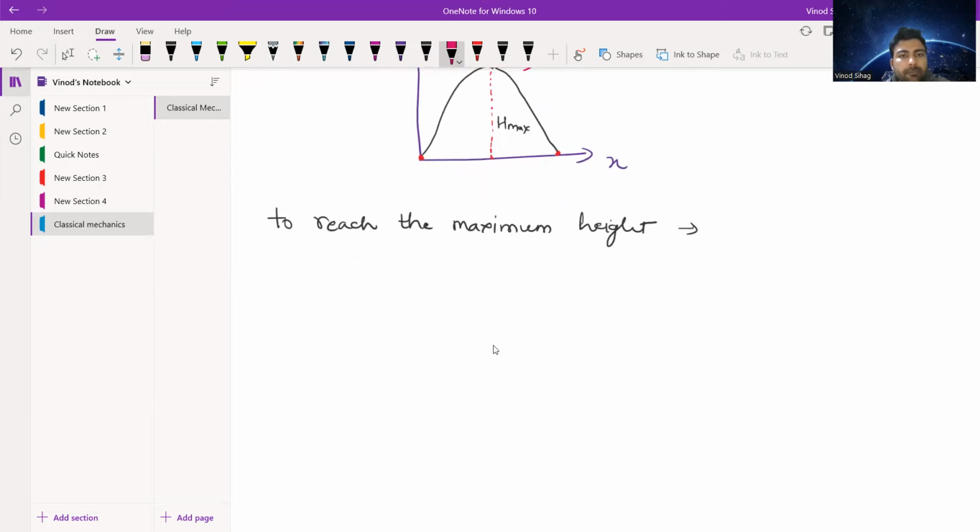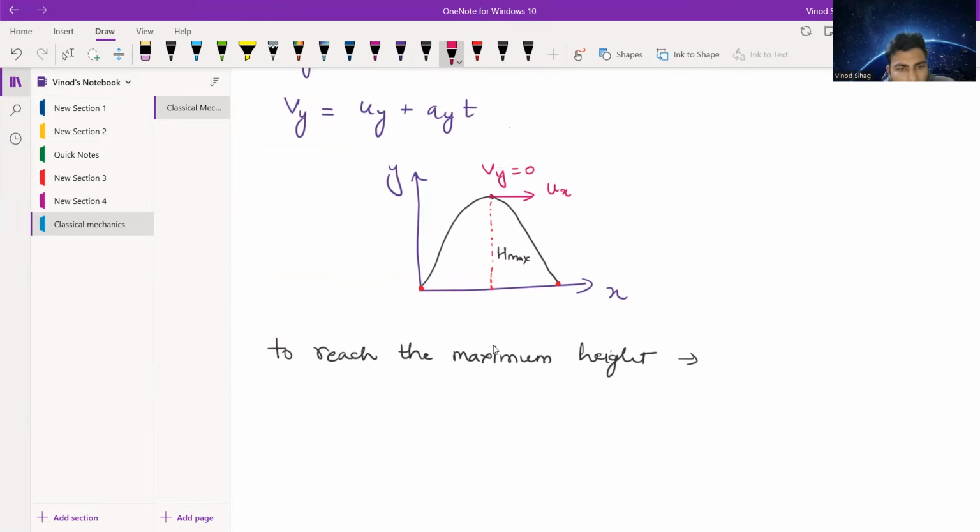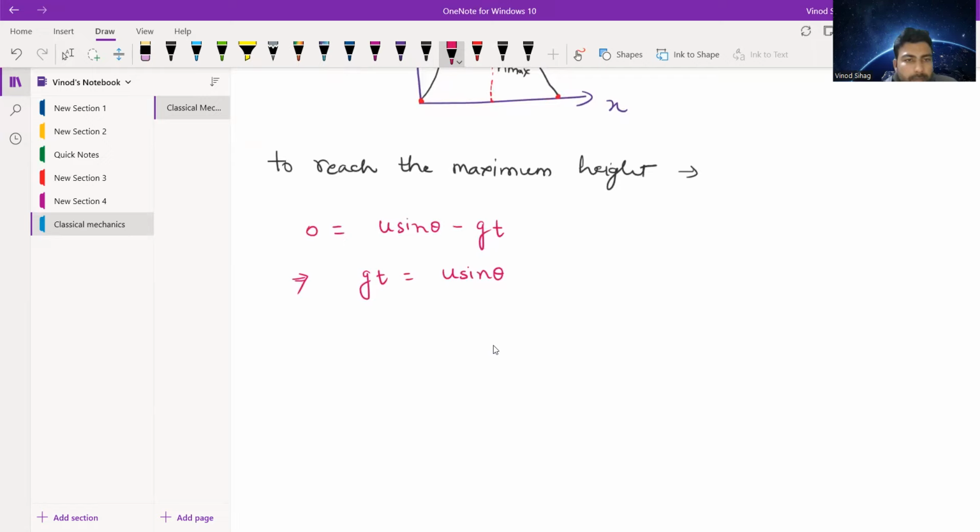So our equation will become 0 equals u y, which is u sine theta, minus g into t, because in place of ay we have to take minus g. Now this equation becomes g t equals u sine theta. So the time will be u sine theta upon g. This is the time taken to achieve the maximum height.